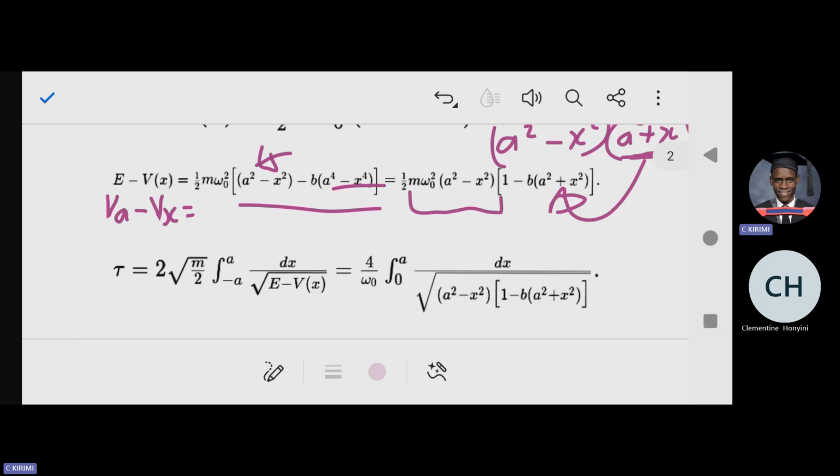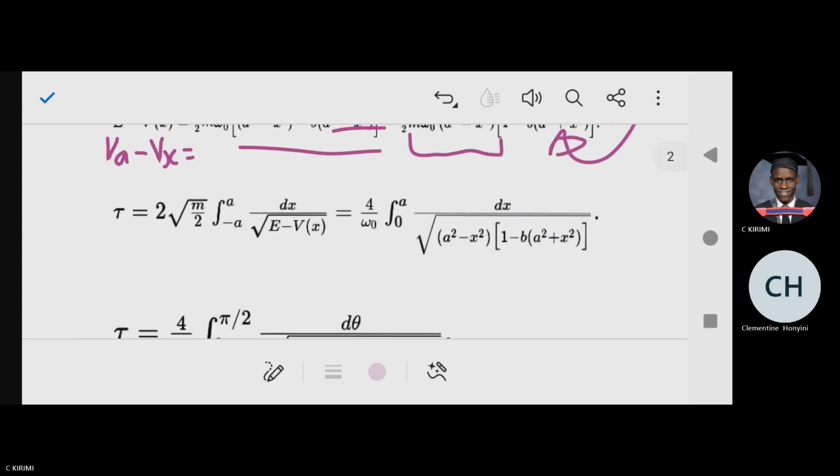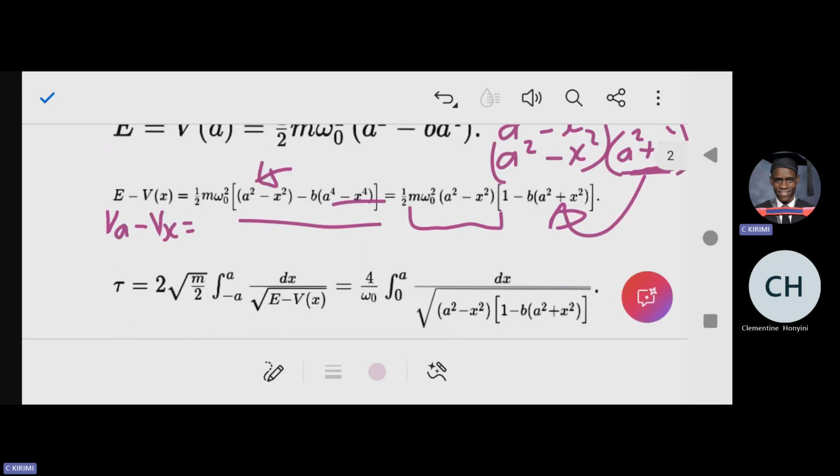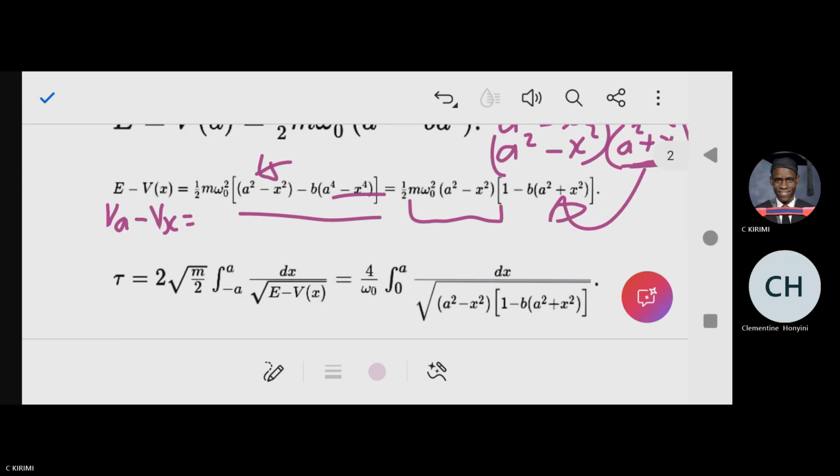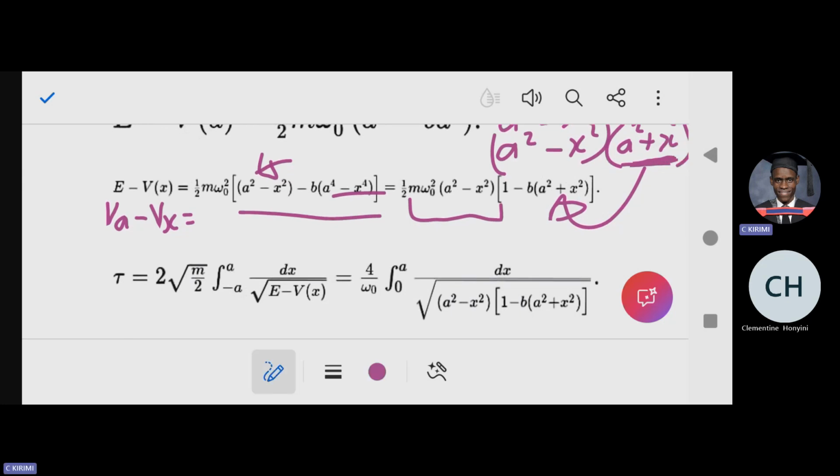Why are we having a 2? Why are we having a 4 omega? Where is the 4 omega coming from? If I am to ask you, where is the 4 coming from?